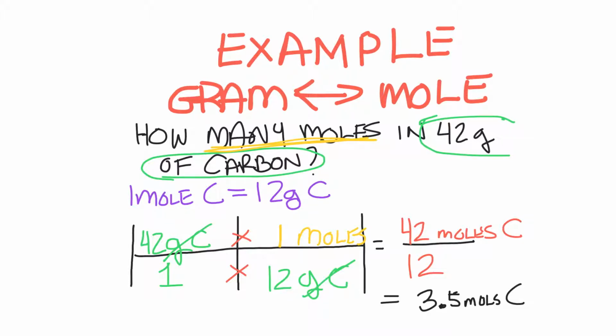And does it make sense? So let's look at it real quick. If I have 42 grams of carbon and each mole weighs 12 grams, if I have 3 moles of this, it would weigh 36 grams. If I had 4 moles, it would weigh 48 grams. So I have somewhere in between, so that number makes sense. If I multiplied 12 by 42, I'd have a lot larger number, and that wouldn't make sense.